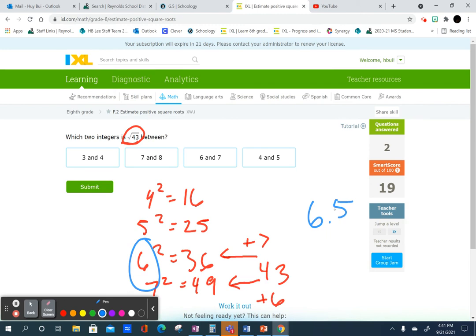Okay, but we don't even need to know that for this problem. We just need to know which two integers. So it's going to be between 6 and 7. So our choice right here is between 6 and 7. And if we want to get a little bit more specific, it's pretty close to 6.5, okay? But 6 and 7 are going to be our answer there. Right?